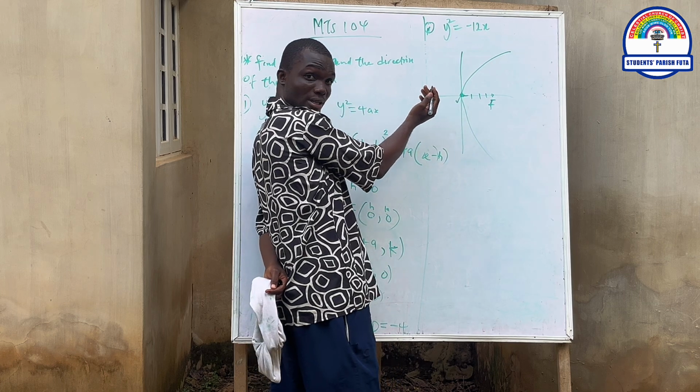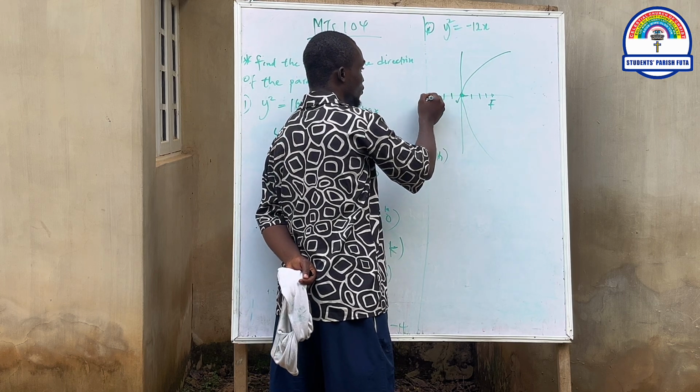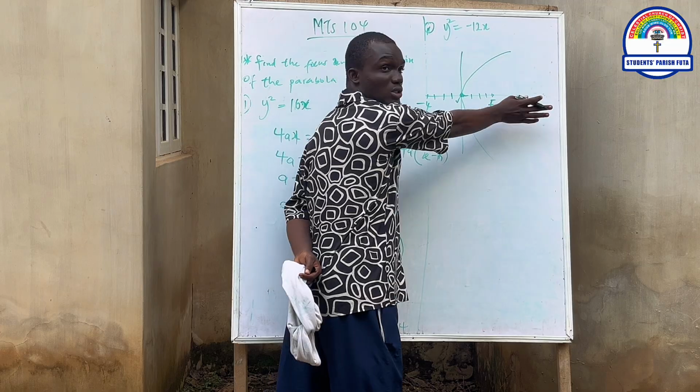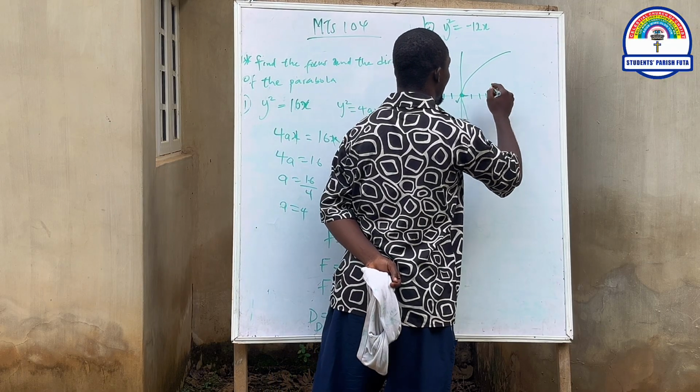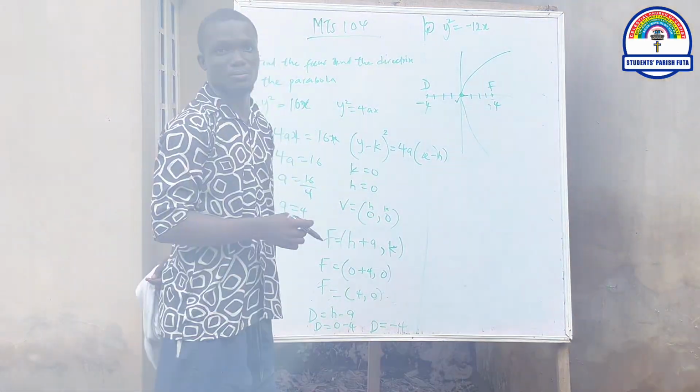Now I said it will be somewhere here. That's 1, 2, 3, 4. And don't forget, this is the negative part of x, this is the positive part of x. So this is D, and let's say this place is 4, and this is our F, focus.